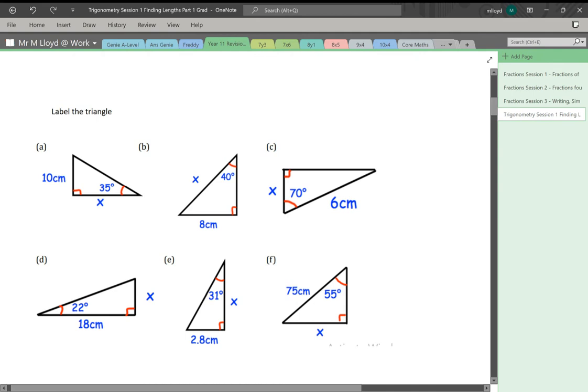So, trigonometry normally involves right angle triangles when we're doing the basic stuff. And this is on right angle triangles. This is on foundation and it's on higher. So, this is a crossover topic you're going to need to know.